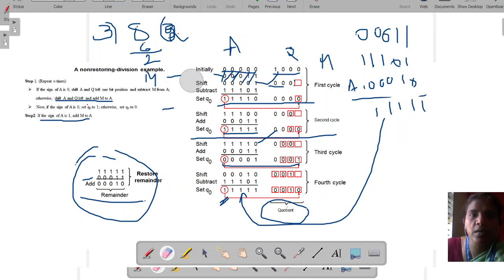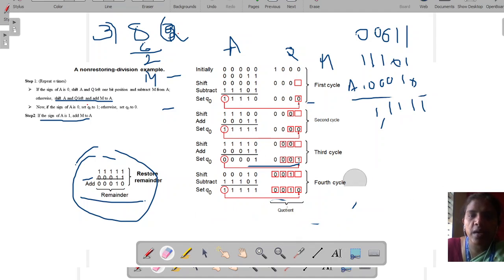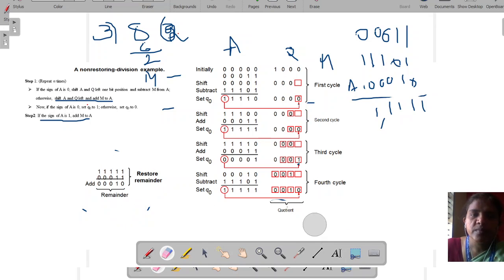Initially, you can see here, initially is what? Initially, A is loaded with all zeros and the divisor M is loaded into register Q. So here which is 1000 and 0. One extra bit is taken because it's a signed number division. If it's a positive number, take 0. Now here, what is this? This is dividend. M is this.